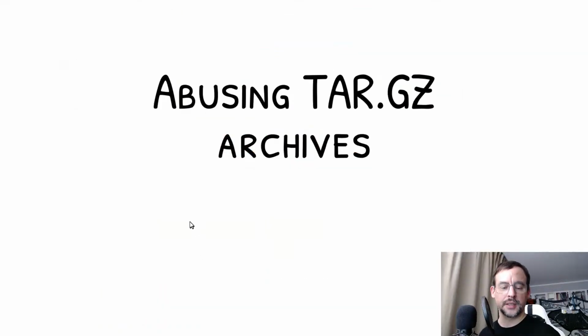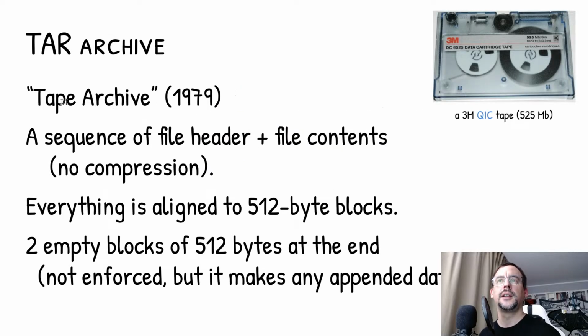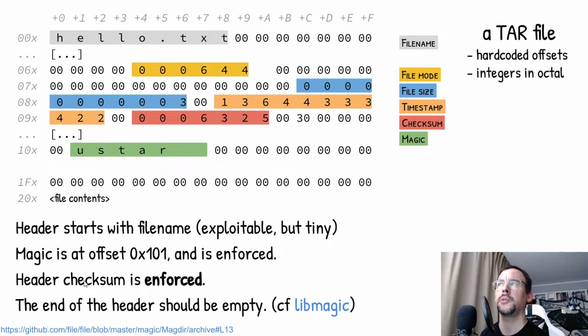Now, no questions. tar.gzip. Tape archive, tar, is quite old. Not very old, it depends. It's a sequence of file headers and file contents. There is no compression. There is always a file header, file content, and everything is aligned to 512 byte blocks. And to end the archive, you will have two empty blocks of 512 bytes at the end, after the last file. It's not enforced, it's not required, but it will make any appended data ignored. Okay, whatever, not very important, because here not exploitable.